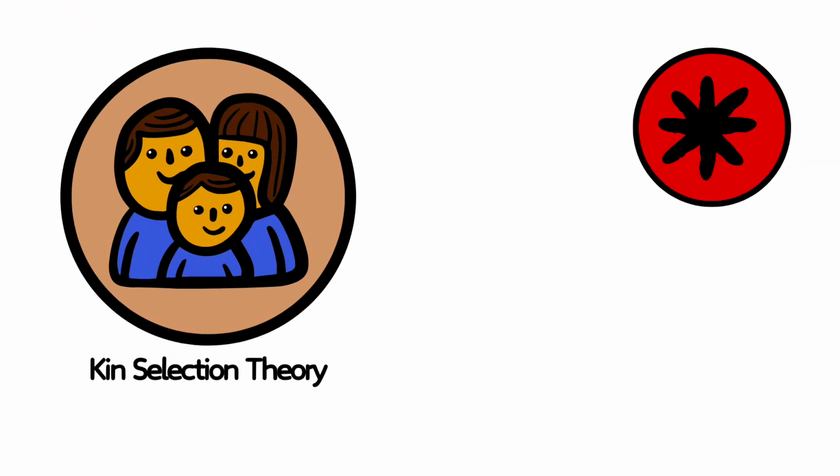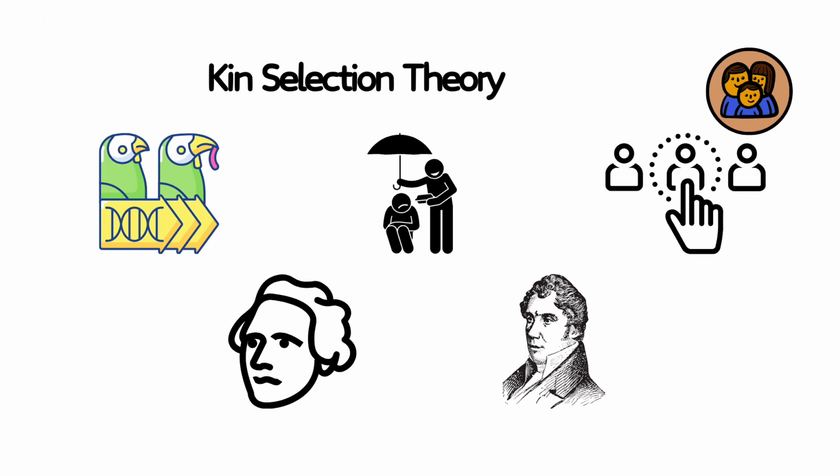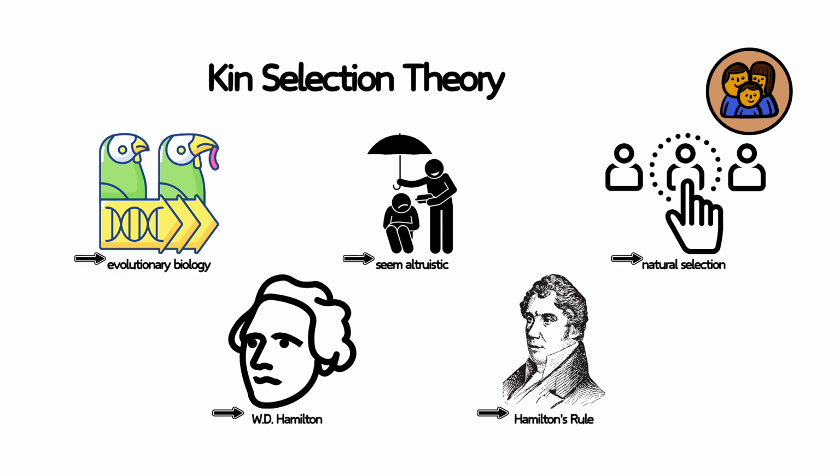11. Kin selection theory. Kin selection theory is a cornerstone of evolutionary biology, explaining how behaviors that seem altruistic can evolve through the natural selection process. Proposed by W.D. Hamilton, it suggests that individuals can pass on their genes not only through direct reproduction but also by helping relatives who share many of the same genes.